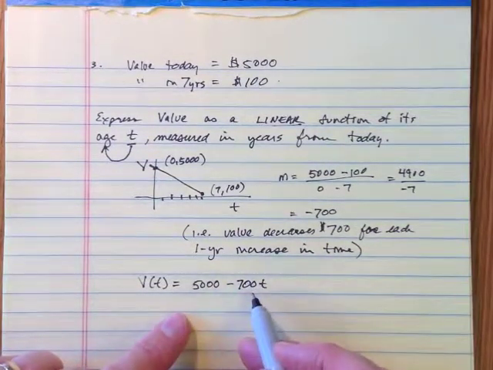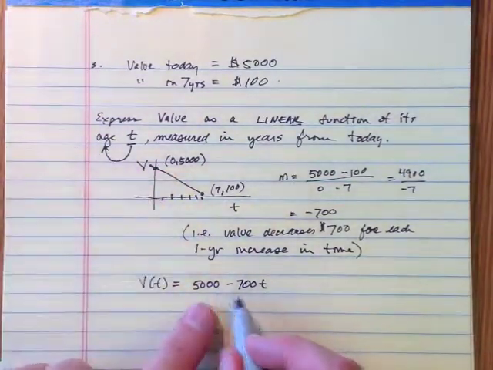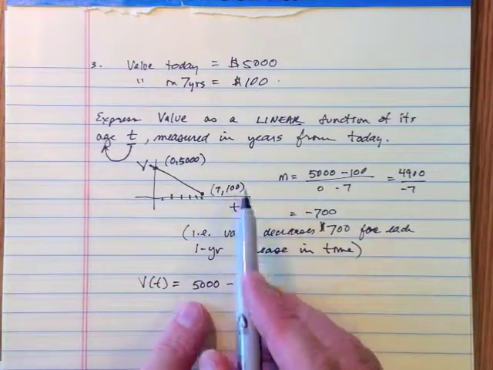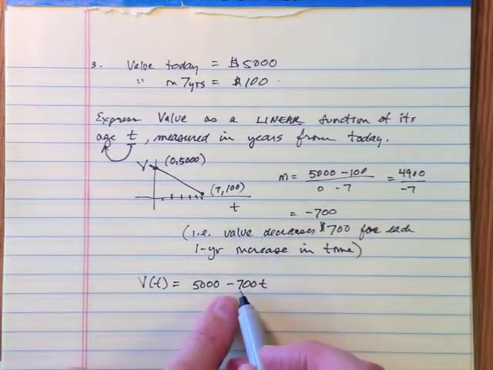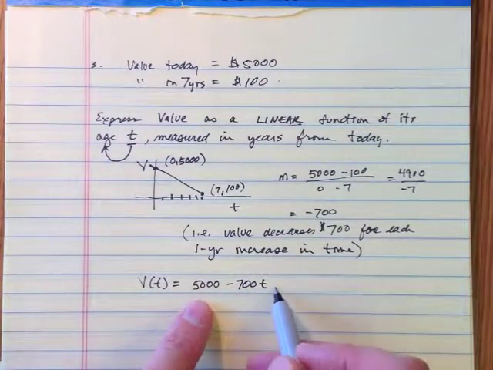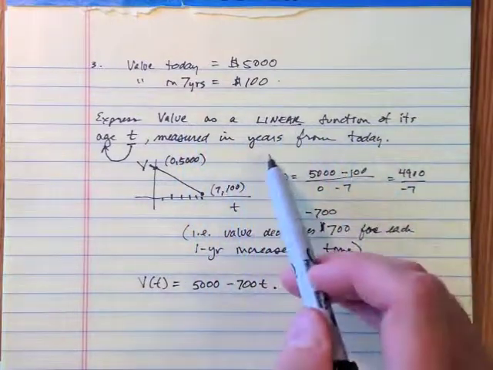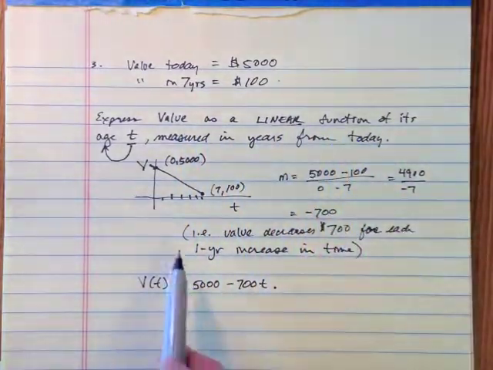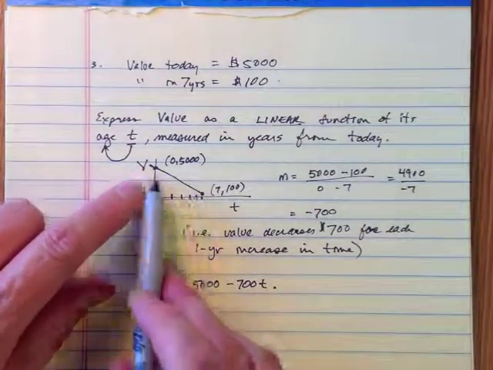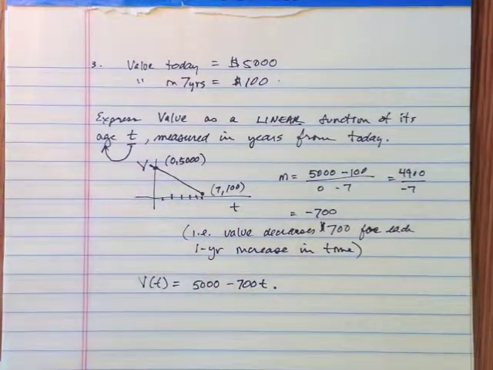Since it's the graph of a line, it's easy to check your work. When t is 0, do I get 5,000? Sure, when I stick in t equals 0, I get 5,000 minus 0, so that's right. When t is 7, do I get 100? Sure, that's 5,000 minus 700 times 7, that's 4,900. Bingo. And we're done. When you express value as a linear function of t, they call that straight line depreciation. Depreciation is a measure of how the value is decreasing, and they call it straight line depreciation because the value is expressed as a linear function of t.